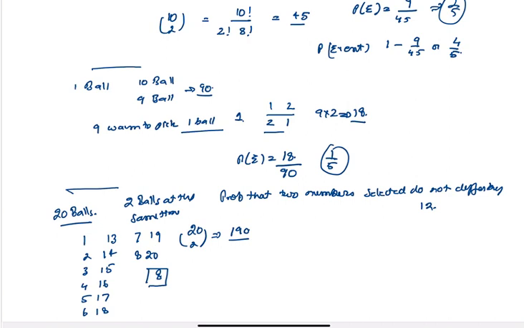So in 8 choices the numbers differ by 12. So these 8 choices we are not allowed. Here the balls are picked at the same time, so it doesn't matter which is the first ball. So we are only using 8 instead of the other one where we would use 16. So 8 choices we are not allowed, which means how many choices are allowed? 190 minus 8, that is equal to 182. So the probability that the two do not differ by 12 is going to be 182 over 190.